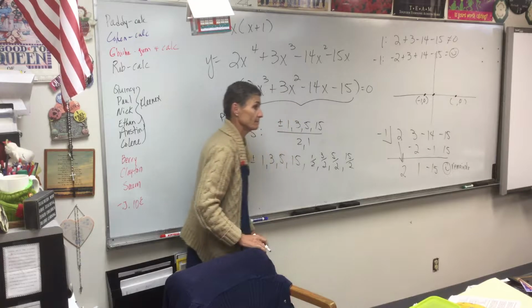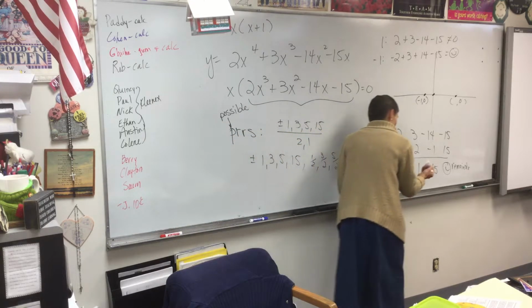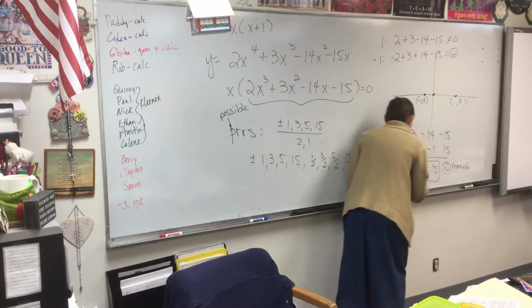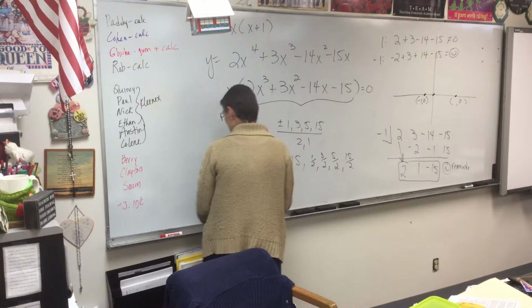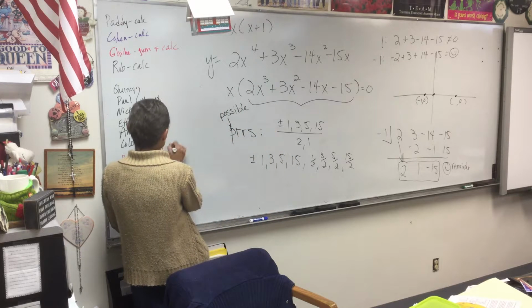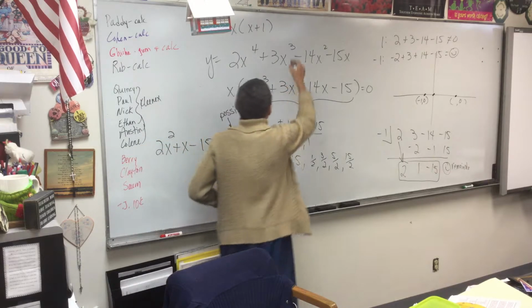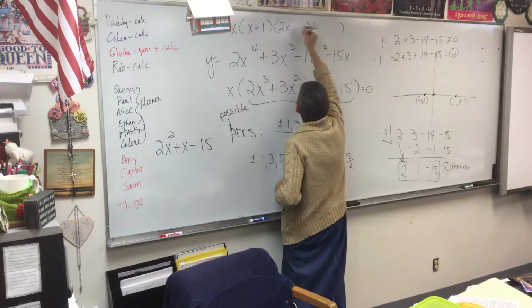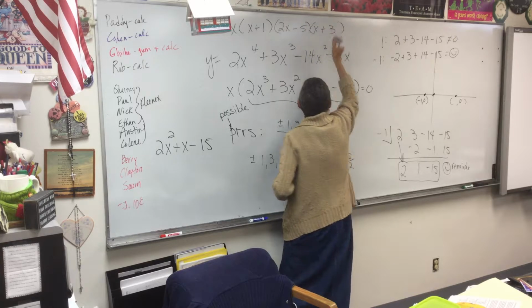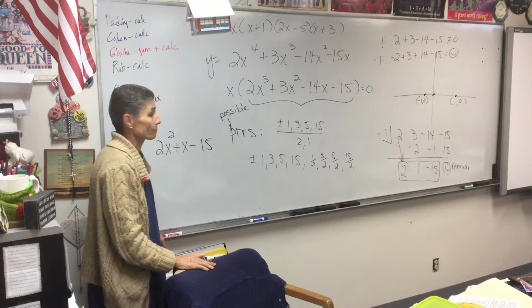Okay, what's next? Take this guy, he's called the depressed polynomial. Take him and try to factor him. I'm running out of room here. So you've got 2x squared plus x minus 15, does that factor? Yes. How? 2x minus 5 times x minus 3. Let me check, is that right? Yep.